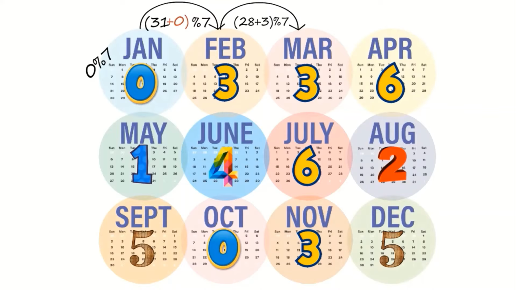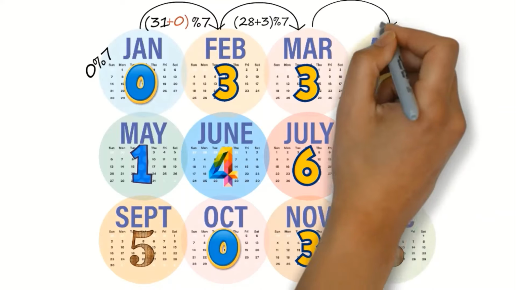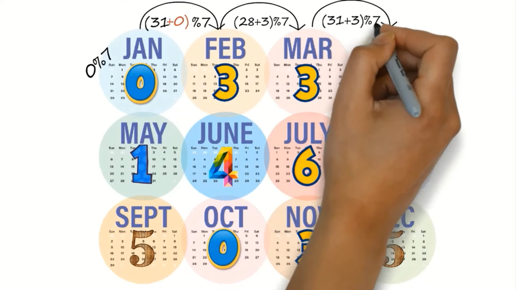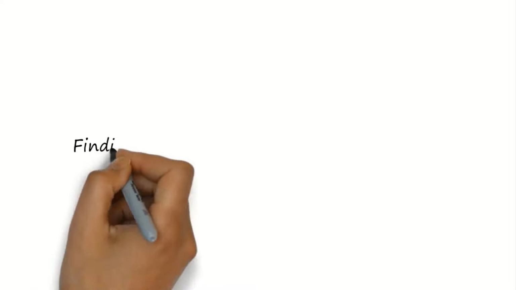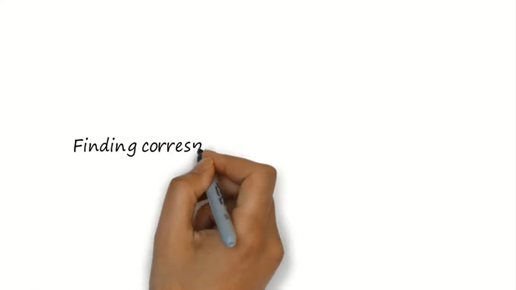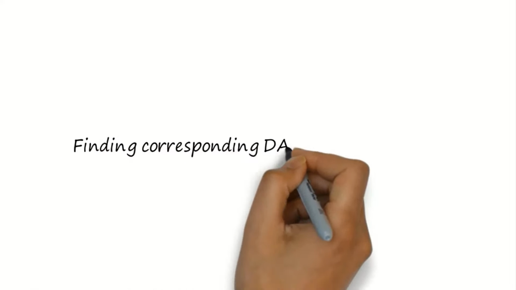Similarly, month code of April will be 31 days in March plus month code of March, that is 3, mod 7, which will give you 34 mod 7, that is 6. This is how we can generate these month codes. But it is always advisable to remember these month codes, which will help you to solve the problems in less time. One of the most frequently asked questions is to find the day of a given date.